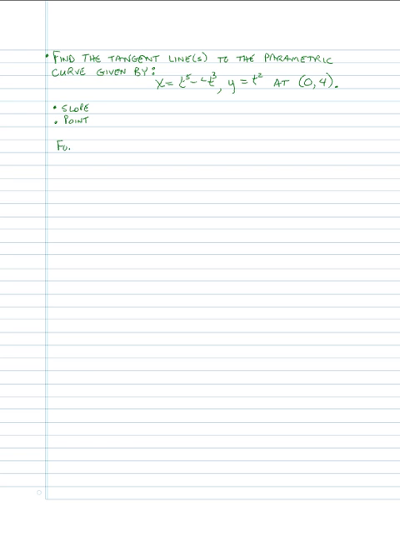For what value of t is the graph at the point 0, 4? That's the first thing we have to be concerned about.